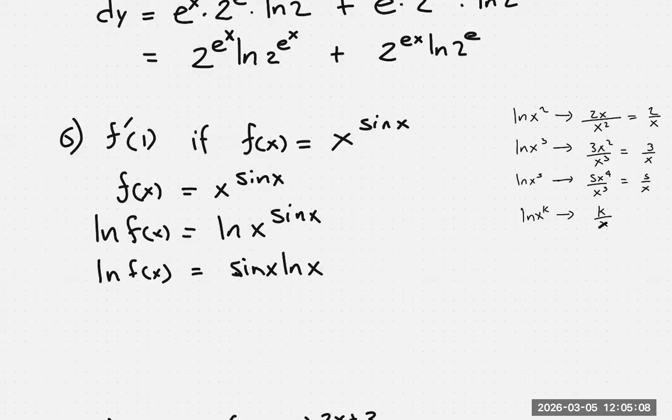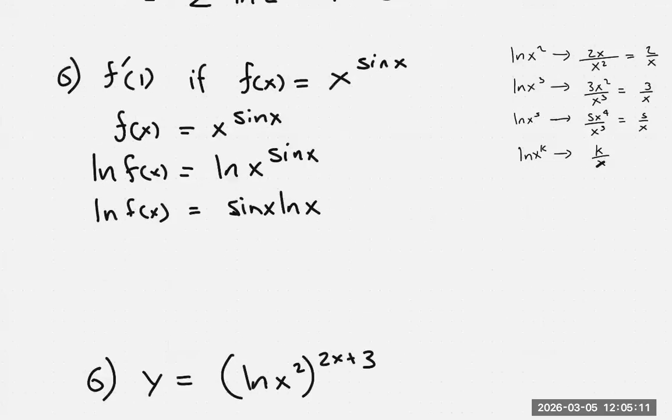Okay, good. That's right. So differentiate both sides now. We'll differentiate the left side. Y prime over y. So we don't really have a y, so where to put it then? F prime of x over f of x. Correct. That's what I want to make sure you know. What's on the right side now?